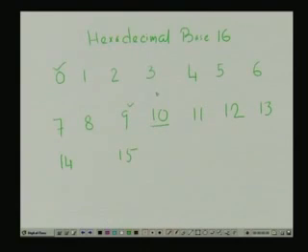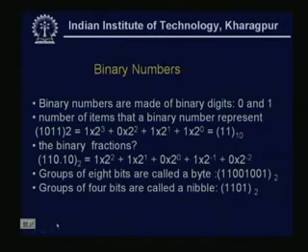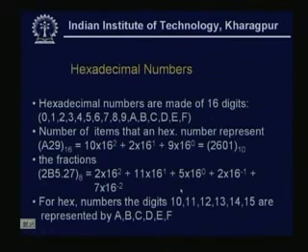this is represented as A, that means A in the hex or hexadecimal number system is 10. Similarly, B means 11, C means 12, D means 13, E means 14 and F means 15. So, 0 to 9 and then A, B, C, D, E, F, these are the 16 distinct symbols that are used in our hexadecimal numbers.